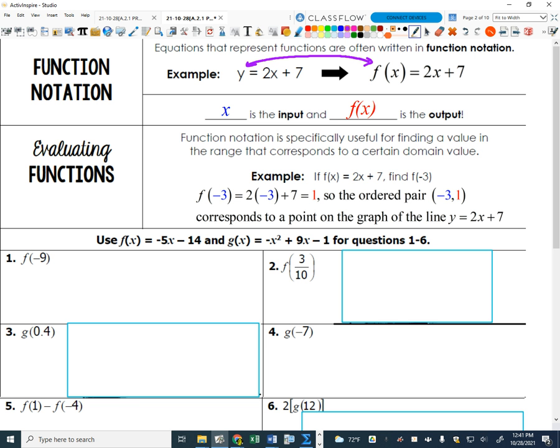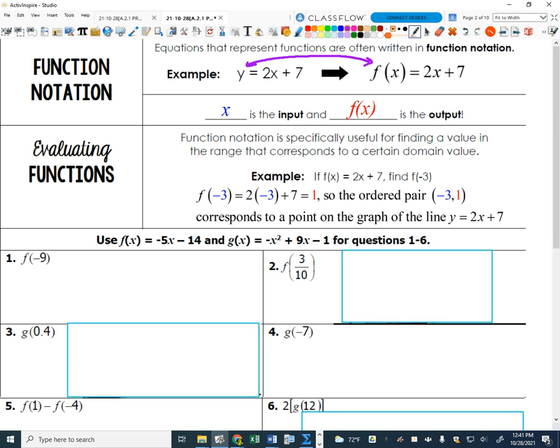Okay, why do we use function notation? Well, the main reason we use function notation is so we can evaluate functions. What's that mean? We're just going to plug numbers in and figure out what the output is, right? So when we write a function using function notation, x is the input. X is always the input, and the output is f of x. Normally we would say y is the output, but in this case we're replacing it with f of x.